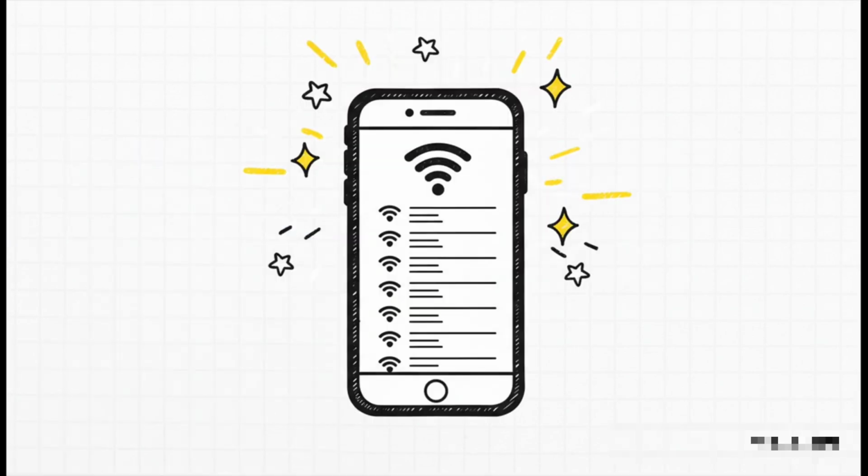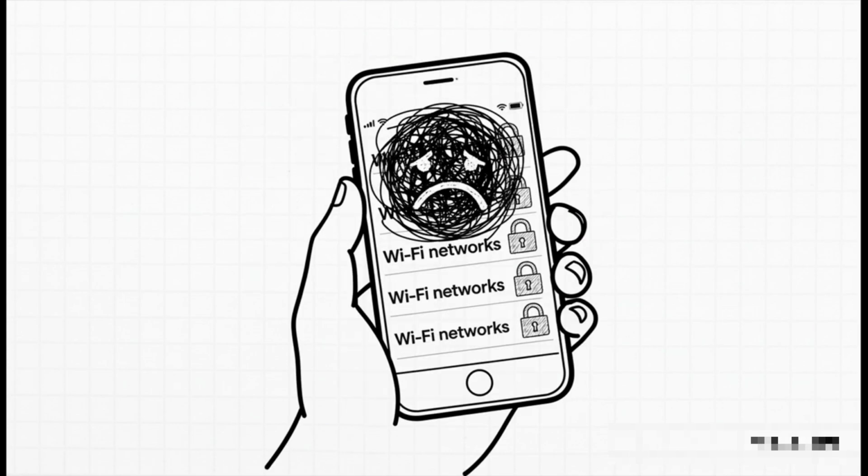And there it is. That list of nearby networks just pops right up. It's that moment where you feel like you've just struck internet gold. And then reality hits. Every single one has that little padlock icon next to it. So close, but so far. It's got to be the universal symbol for digital frustration, right?